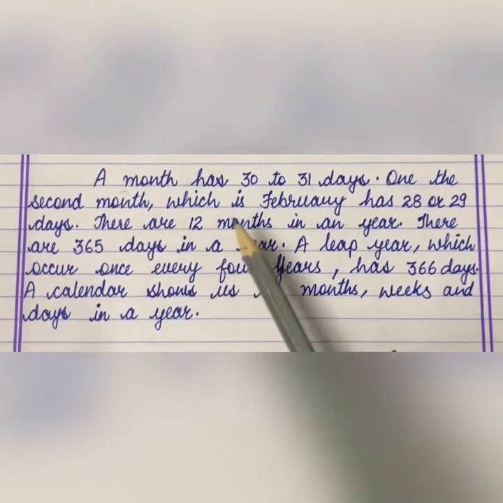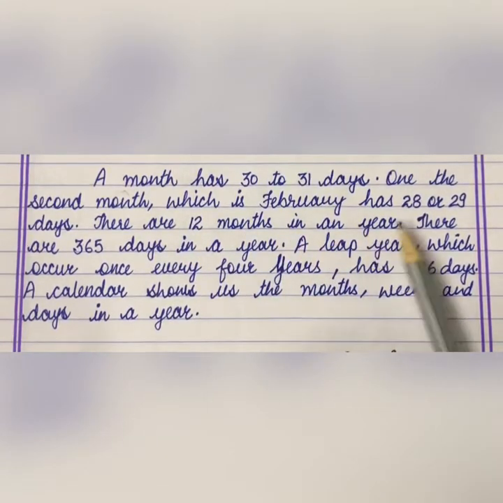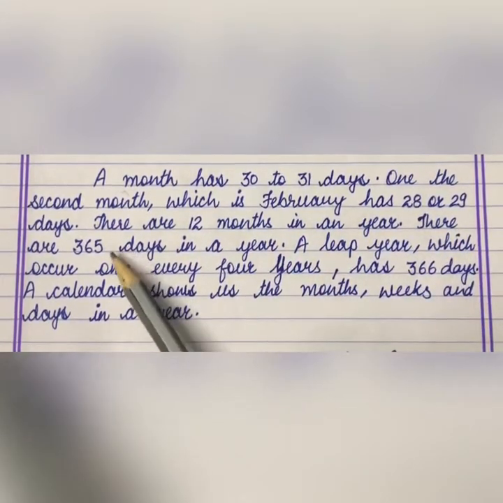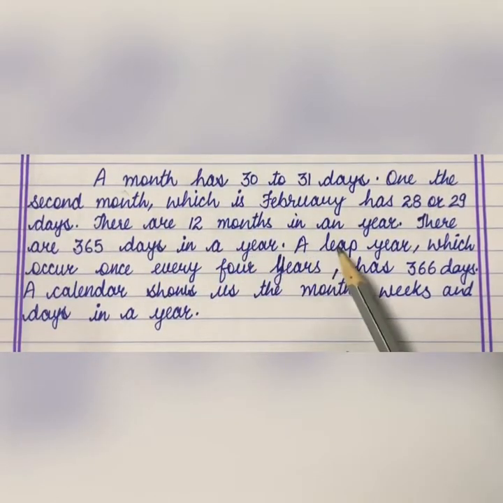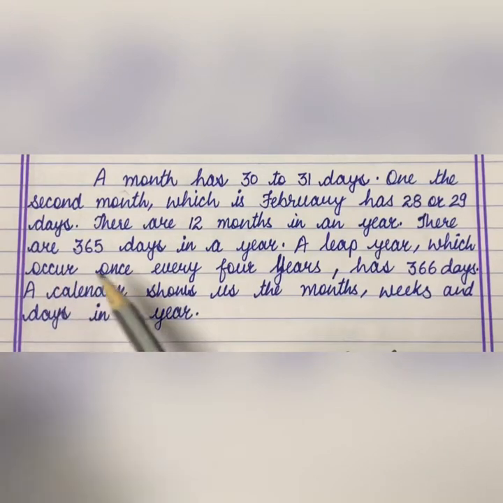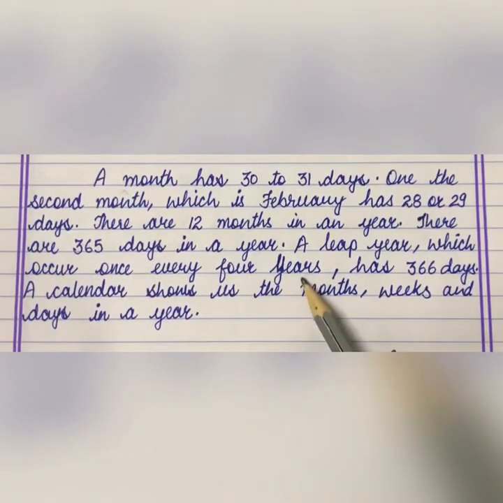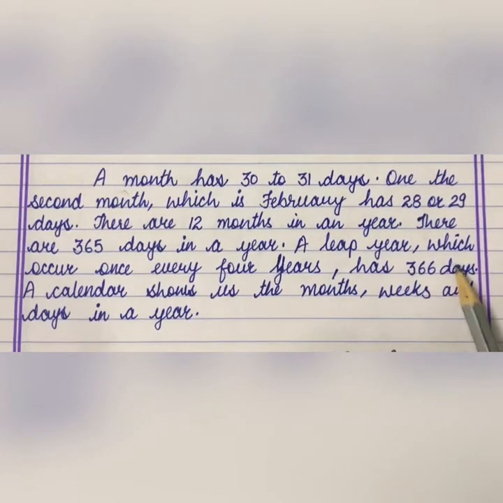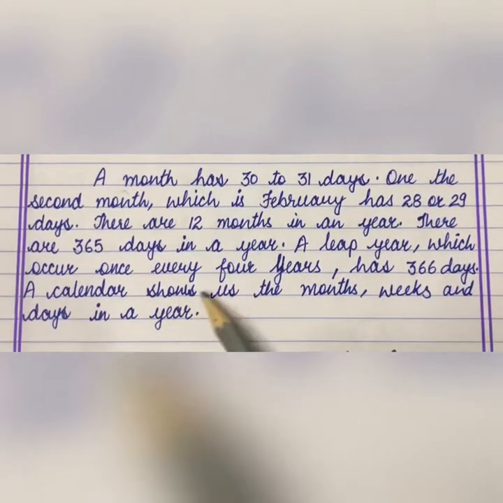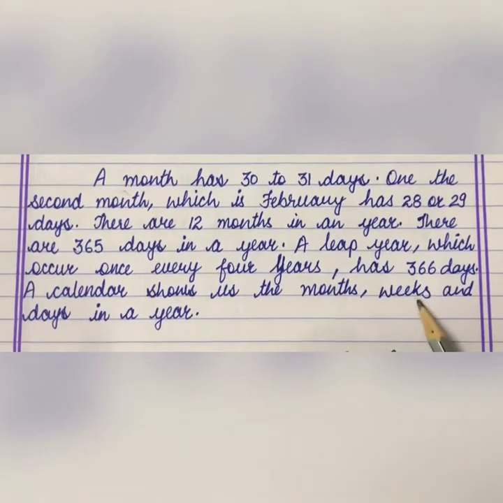There are 12 months in a year. There are 365 days in a year. A leap year, which occurs once every 4 years, has 366 days. A calendar shows us the months, weeks, and days in a year.